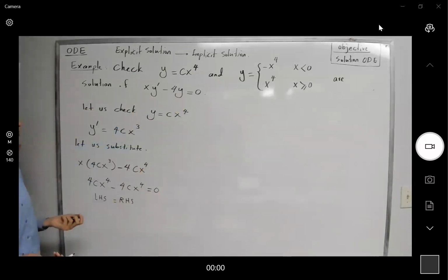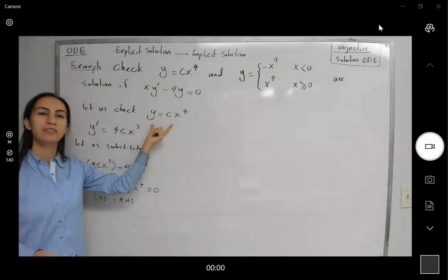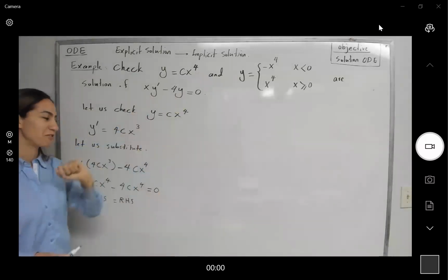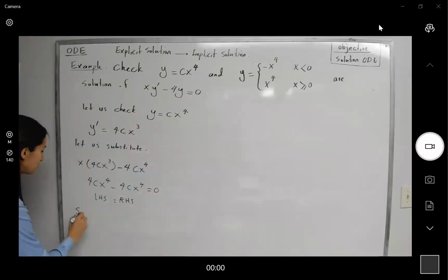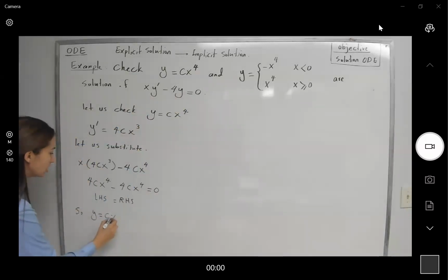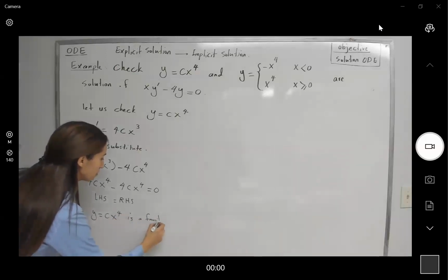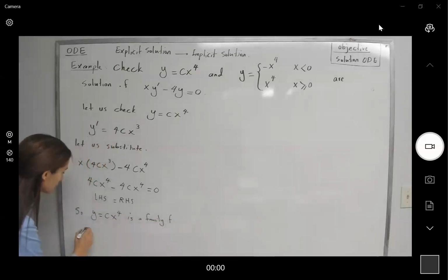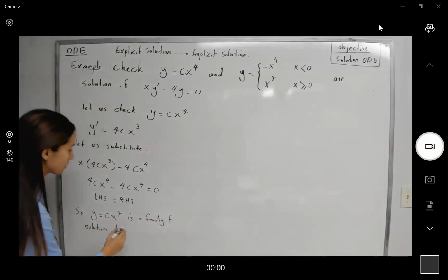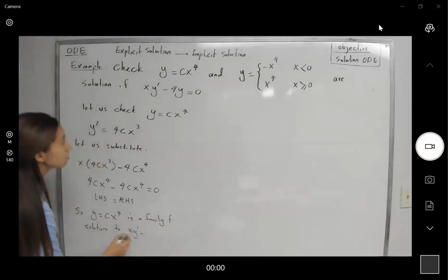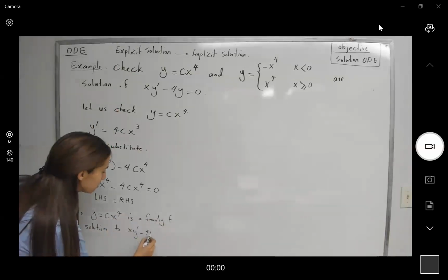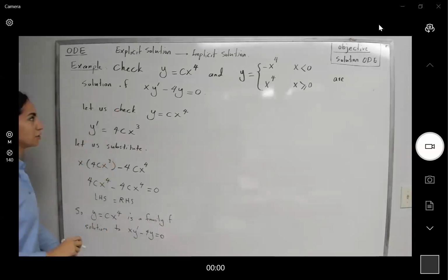What's the meaning of that? It means that you have a family of solutions for this differential equation. So y equals c x to the fourth is a family of solutions to the differential equation x y prime minus 4y equal to 0.